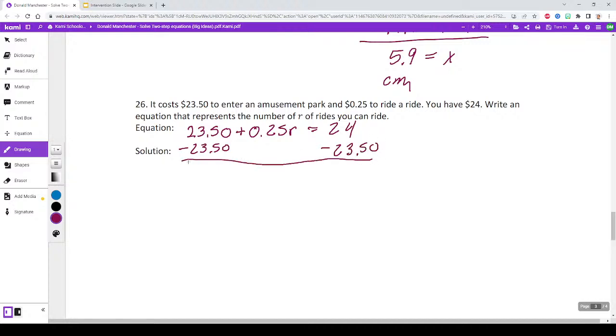This problem should have been harder in my opinion, but oh well, it gets the mechanics down. $24 minus $23.50 is 50 cents. So hopefully you know that it takes 2 quarters to make 50 cents. So that means that you're going to get 2 rides in.